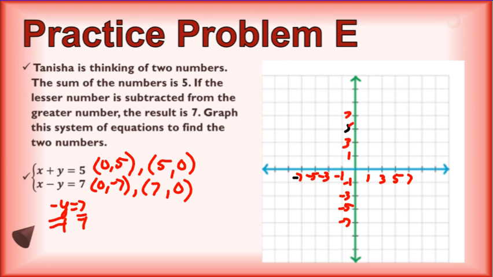Plot our points now. So we got 0, 5. 0, 5 would be here. We got 5, 0 would be here. And draw our line. And then we have points 0, -7, and 7, 0. Draw a line here.